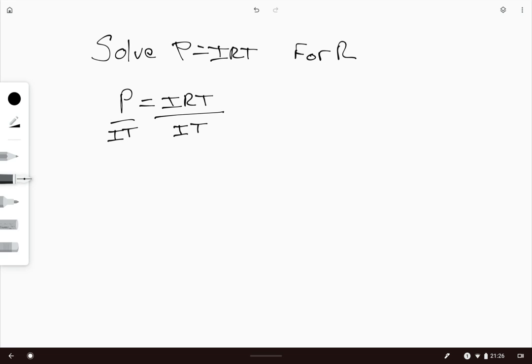Okay, so we're just kind of breaking this apart. So when we do that, those all cancel out and become a 1. So the principal divided by interest times time equals the rate, or P divided by I times T equals R. Okay, so again, we just used our inverse operations for that.